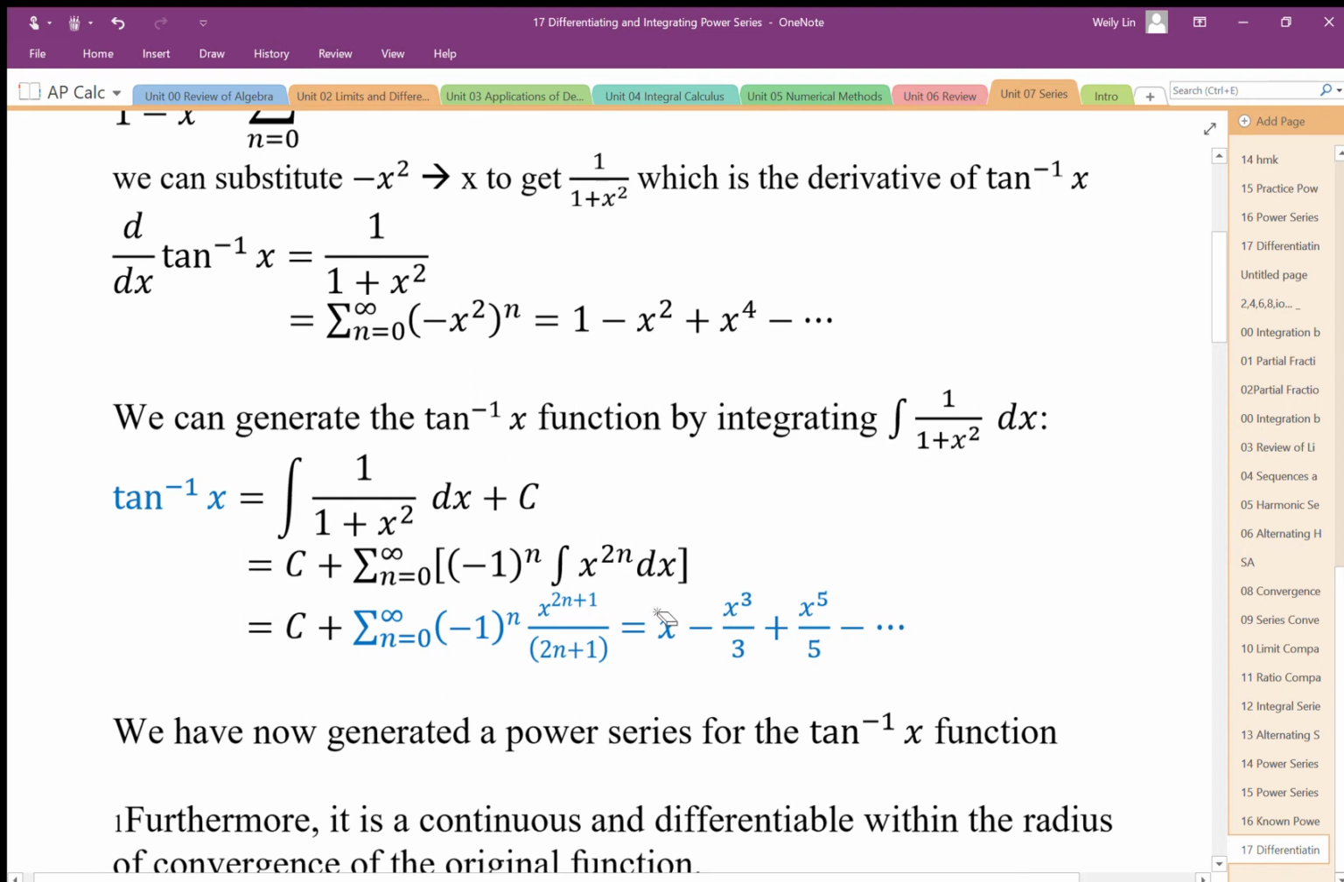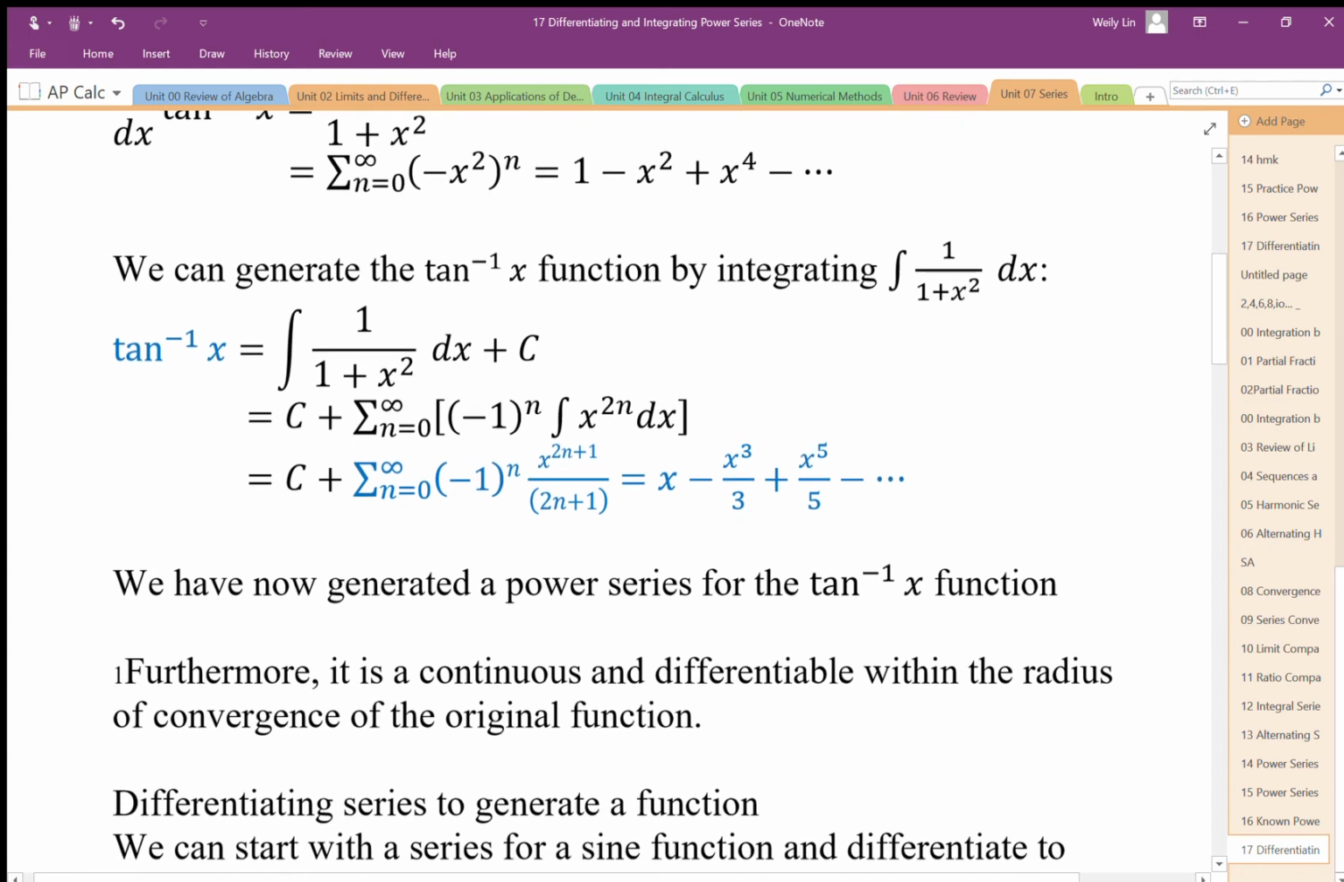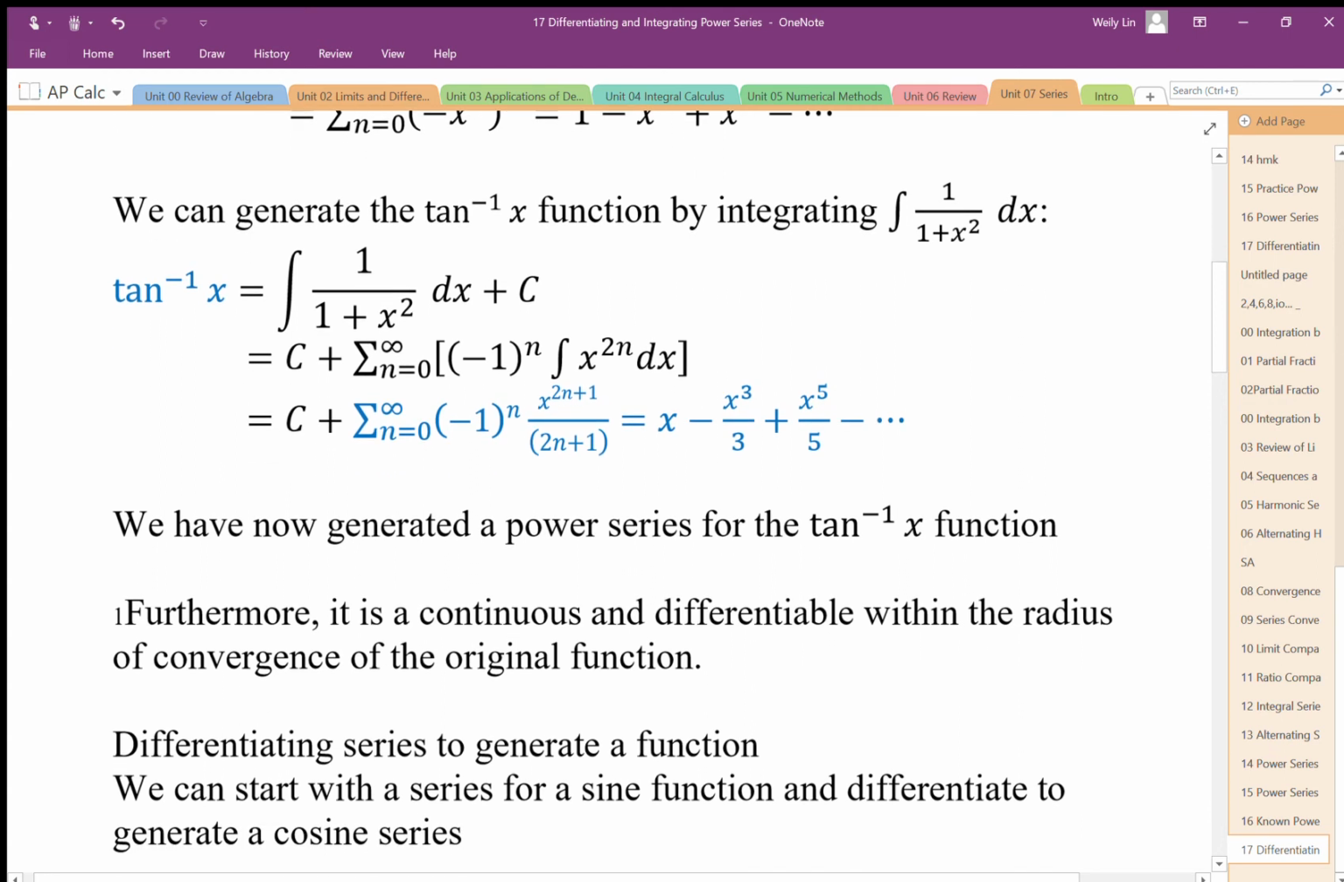The arctan function looks like this. If I want to draw the arctan function, I can just use this infinite series: x minus x cubed over 3 plus x to the 5 over 5, etc. And this function now is a power series for arctan. So we've now generated a power series for arctan, but furthermore, this function is a polynomial function, so it's continuous and differentiable within the radius of convergence. In this case here, since it's an alternating series, we can actually show that it has an infinite radius of convergence, so it converges for all real values of x.